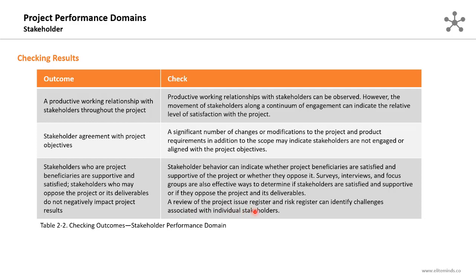A review of the project issue register and risk register can identify challenges associated with individual stakeholders. So these are the methods where you can check the desired outcomes of the successful completion of the stakeholder engagement activities and functions.